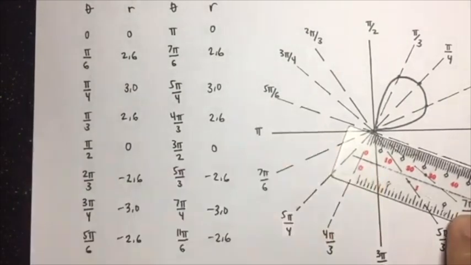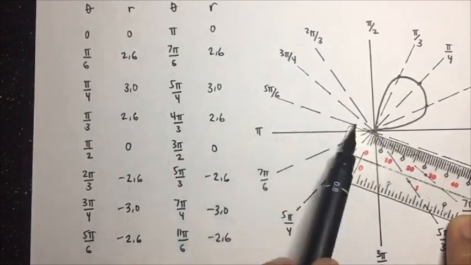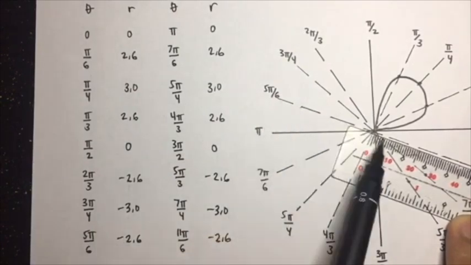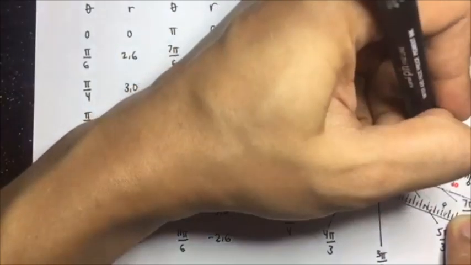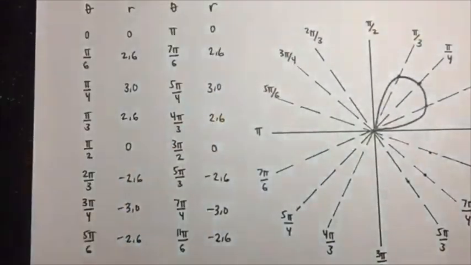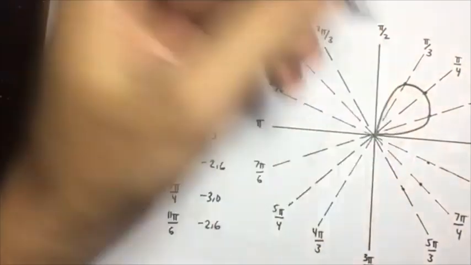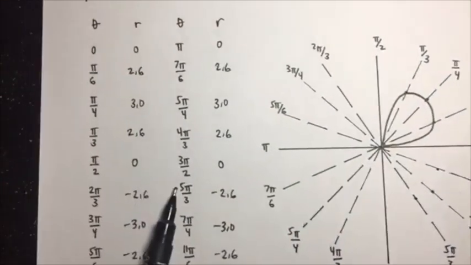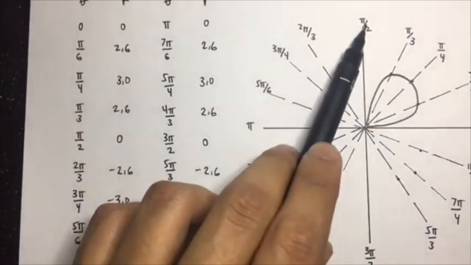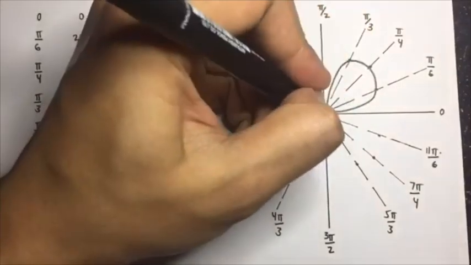And then at 5 pi over 6, this one, it's negative 2.6. So this is the positive side, so the negative side is on the other side. So negative 2.6 would be around there. Therefore the curve from 90 degrees to 180 degrees is in here.